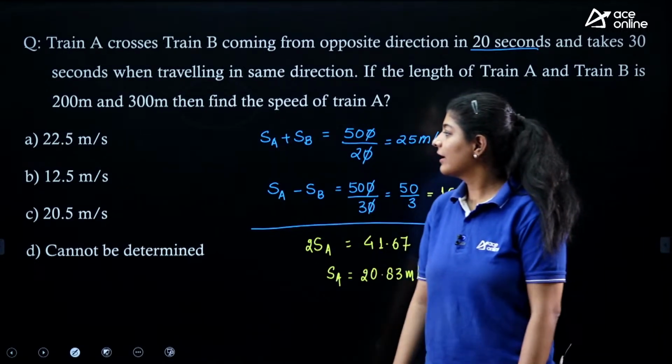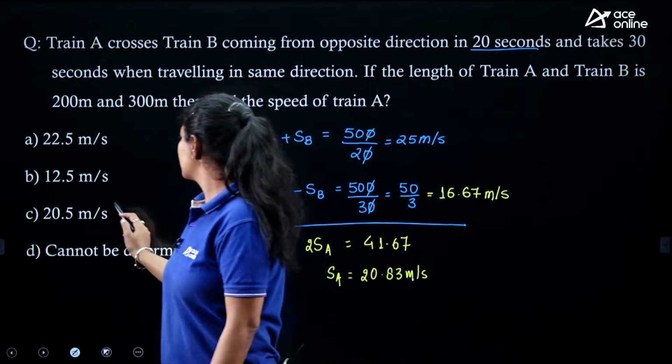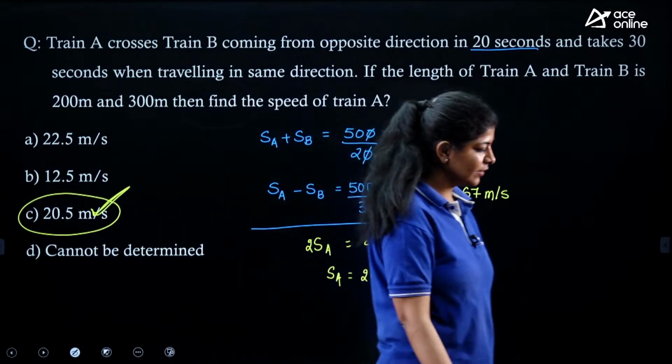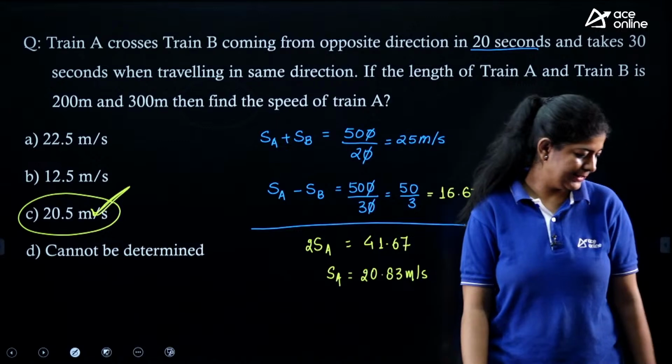Okay, so as we are not having this kind of option, the nearest option that we got over here is this one. So we are just going with option number C. We are going with our option number C, right?